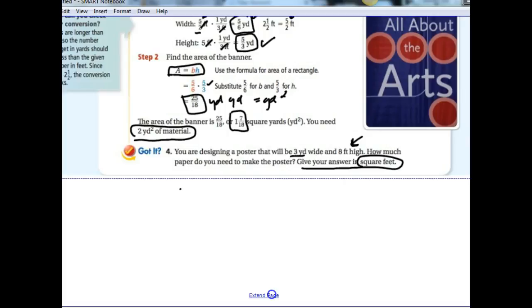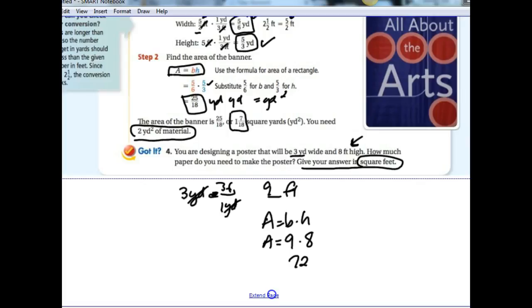But I've got to convert 3 yards into how many feet is that? Well, again, 3 yards, remember that there are 3 feet for every yard. I do it that way so that the yards will cancel, and I end up with 9 feet. So again, remember, area is base times height. So the area of this is simply going to be 9 times 8, which is a total of 72.